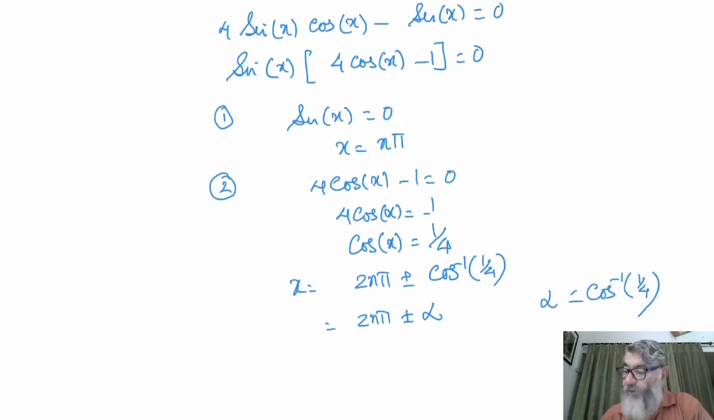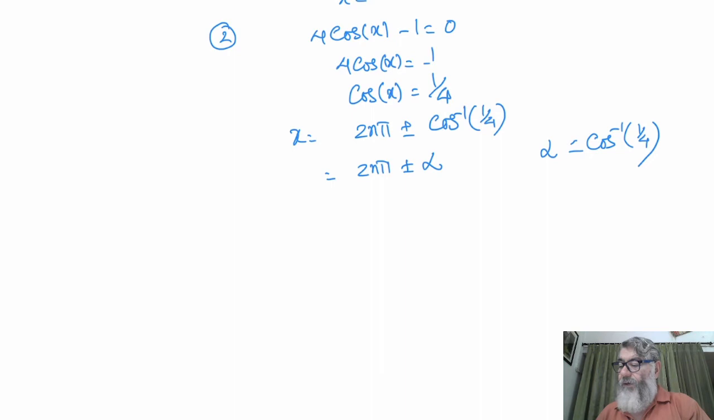There is no problem. Some people write it this way, 2n pi plus minus alpha, and write the value of alpha separately as cos inverse 1 upon 4. But I am writing directly, so it doesn't really matter. Whether you write it directly or indirectly, it doesn't matter.